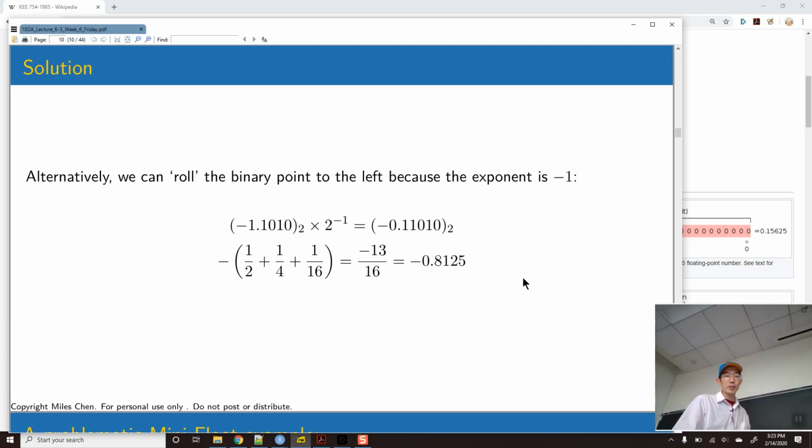All right, another option is you could take this, and because it's in binary scientific, you can kind of roll that binary point. You can move it over to the left or to the right, depending on whether it's positive or negative. So in this case, it's negative, so I would roll it one spot over to the left, to the -1. I move it one spot to the left, and I get 0.11010, which becomes 1/2 plus 1/4, no 8ths, and 1/16, and that also adds up to -13/16.